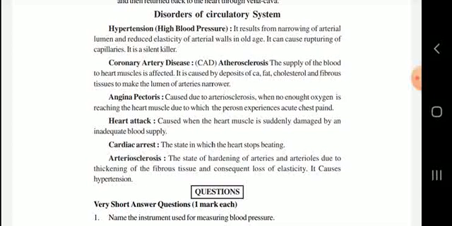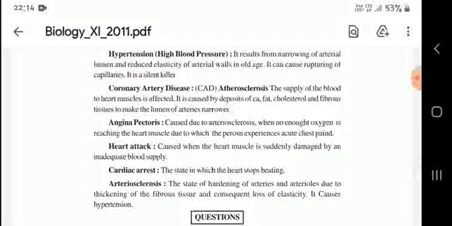And heart attack, that is caused when the heart muscle is suddenly damaged by an inadequate blood supply. Next is cardiac arrest, the stage in which the heart stops beating. Next, atherosclerosis, the hardening of arteries and arterioles due to thickening of fibrous tissue and consequent loss of elasticity. In some heart videos you may have seen the heart expand and then return to normal. That way the heart will be beating.